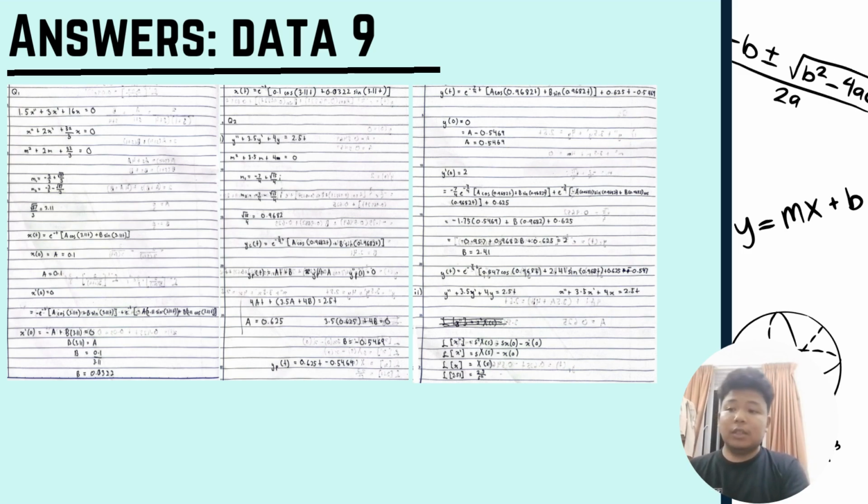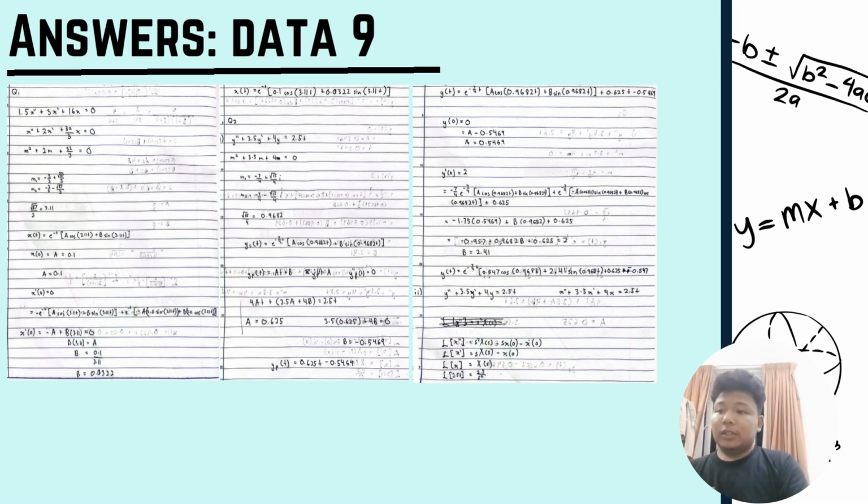Plug in the a and b, so we get that a is equal to 0.625 and b is equal to negative 0.5469. Then we plug into the equation of y(t), which is e to the negative 7 over 4t, a cos 0.9682t plus b sin 0.9682t plus 0.625t minus 0.5469.